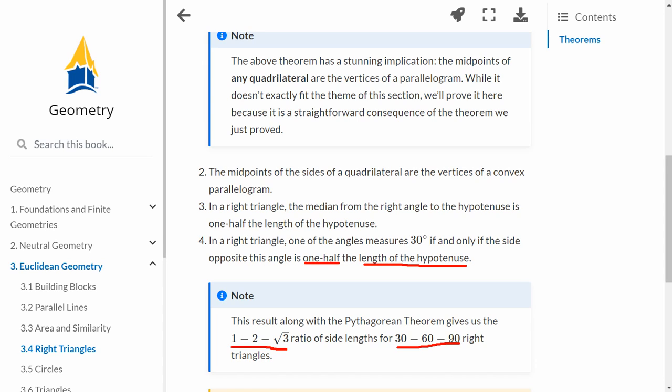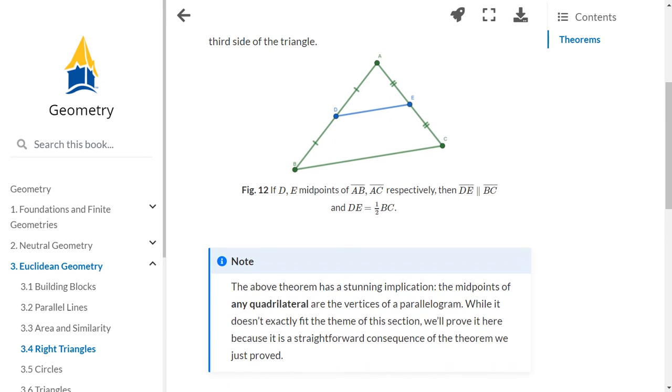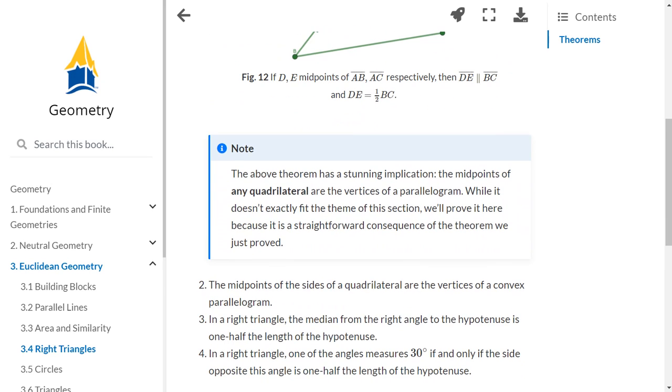Okay. There's also a rather stunning implication here from Theorem 1, and this is actually, frankly, quite crazy if you think about it. If I take the midpoints of any quadrilateral, okay, so quadrilateral just means four sides. I take any four-sided polygon, find the midpoints of all four of its sides, join them, and I will get a parallelogram no matter what. There's no way to draw a quadrilateral so that its midpoints don't form the vertices of a parallelogram.